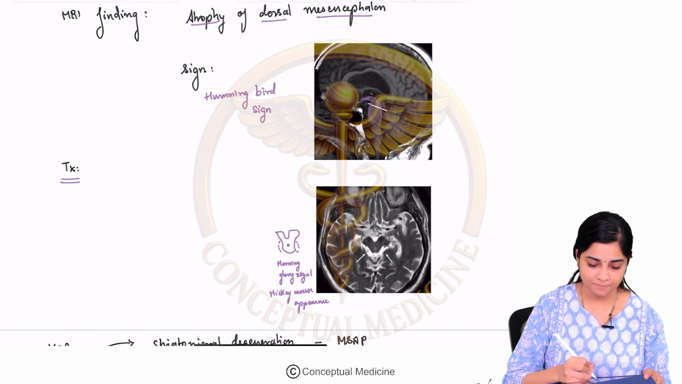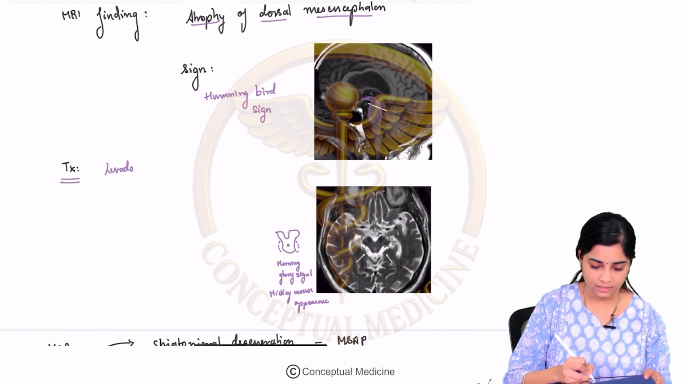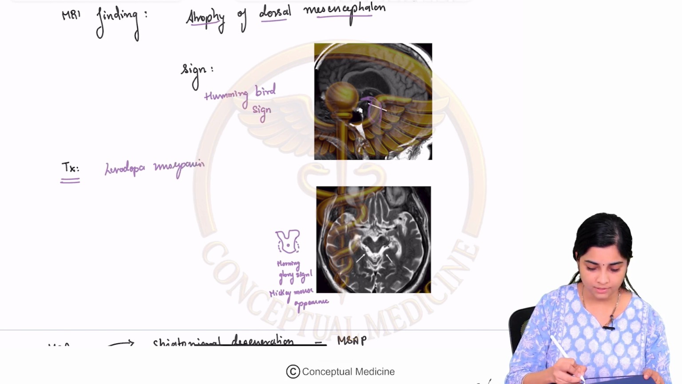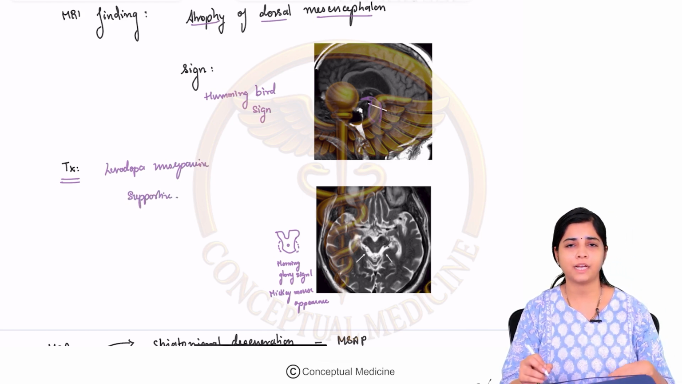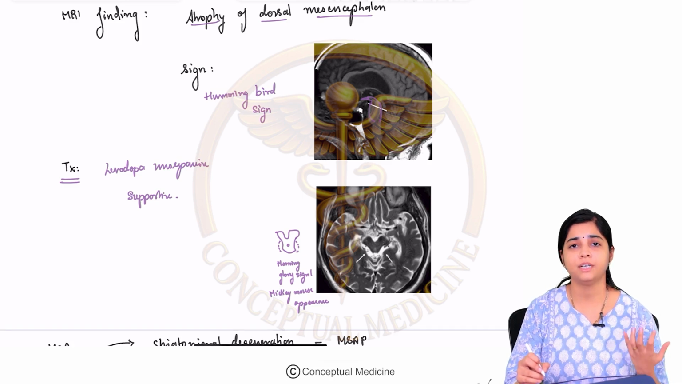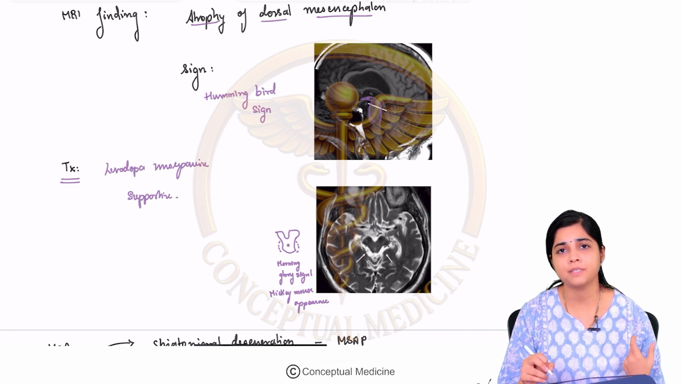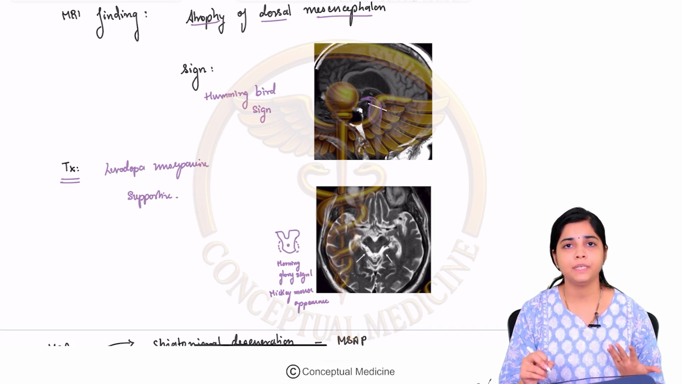So most of the time they are levodopa unresponsive, and the treatment is usually supportive treatment. Because they have early onset dysphagia, they may require a Ryle's tube. There is a risk of aspiration pneumonia, right? So most of the time we'll have to give them supportive treatment. So that is about your PSP.